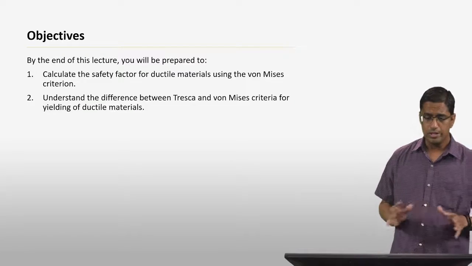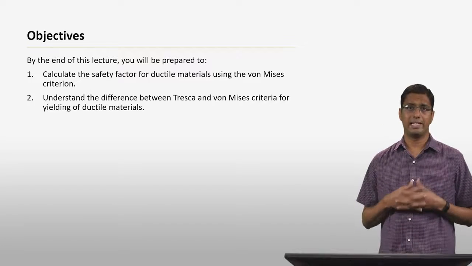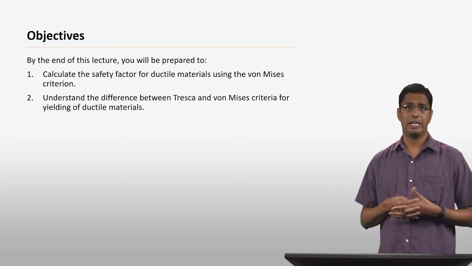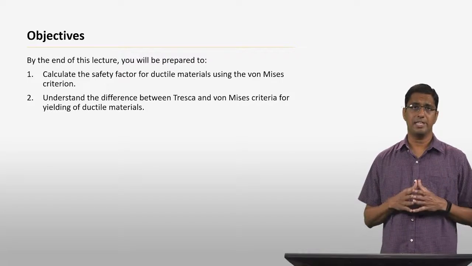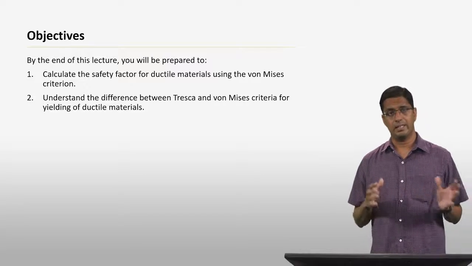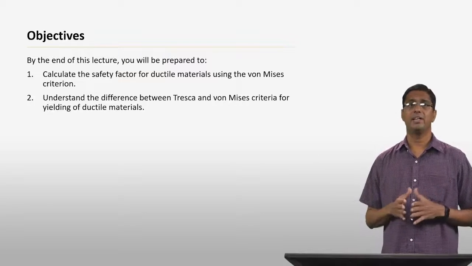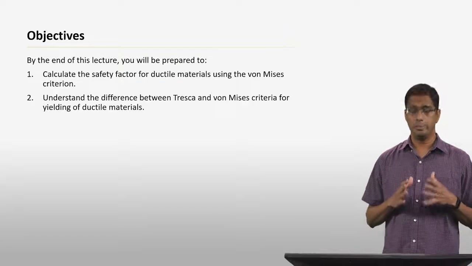different. Okay? So by the end of this lecture, you will be able to calculate the safety factor for ductile materials based on the von Mises criterion, and you'll be able to understand the difference between the Tresca and von Mises criterion for yielding. And again, these criteria are yield criteria for ductile materials. These don't apply to brittle materials.